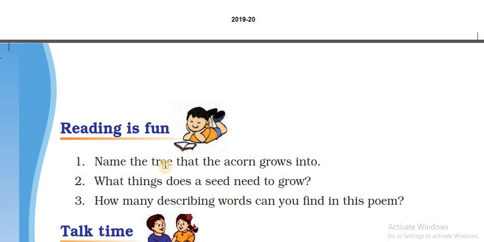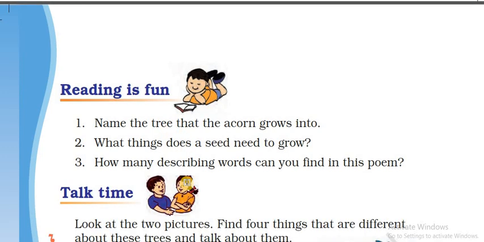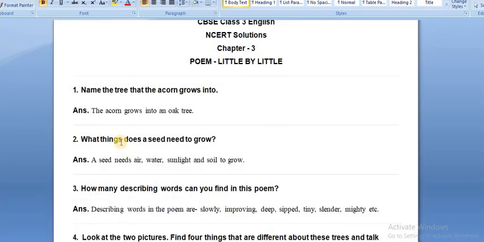In the last video we learned the poem explanation of Little by Little. So in this video we will learn the question answers, reading each one. First question: Name the tree that the acorn grows into. We have to write the name of the tree that grows from an acorn. So the answer is: The acorn grows into an oak tree.